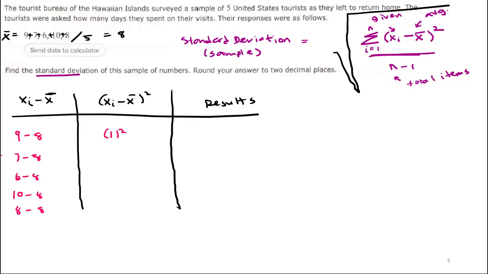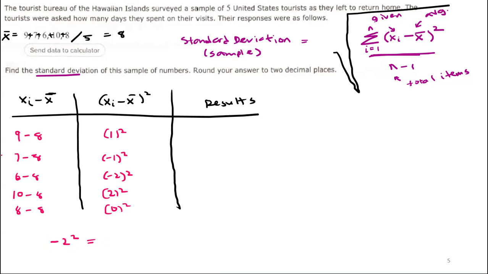7 minus 8 is negative 1, square it. 6 minus 8 is negative 2, square it. 10 minus 8 is positive 2, square it. And 8 minus 8 is 0, square it. Notice that I put parentheses around the numbers to let the calculator know that I want to square the negative also. If you put -2 and square it in the calculator, it may say the answer is -4, which is not true. To square both, you use parentheses, so that makes it +4.